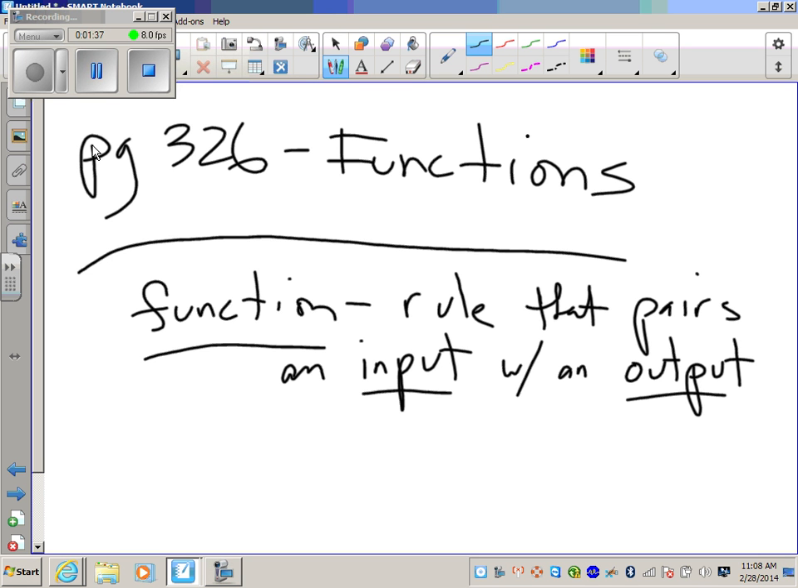So basically, you'll take an input, which you'll plug into your problem. Once you plug it in and do the work, it'll spit out the output. So you put something in, you'll get something out. If you put something different in, you'll get something different coming out. Okay? It's really not that bad.